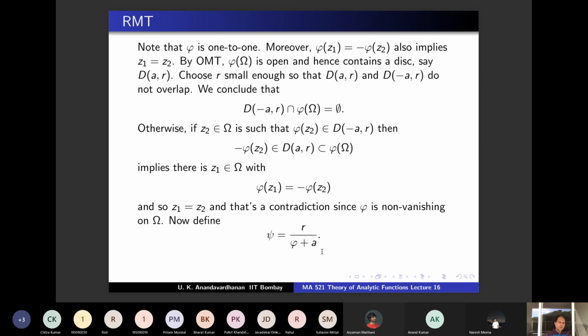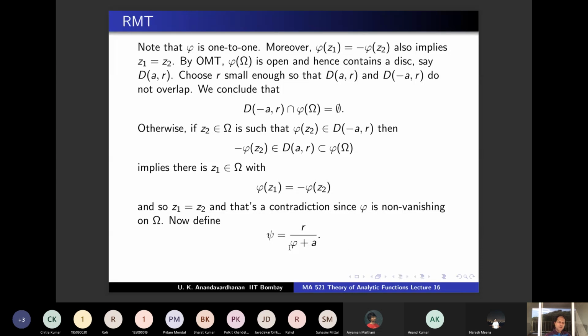And now note, what is the modulus of this? The modulus of this is strictly less than 1. Why? First of all, let's see that the modulus is less than or equal to 1. Otherwise, the modulus of phi plus a is strictly less than r, meaning phi minus minus a is strictly less than r. That will contradict this, phi of omega, right? Phi of z minus minus a is less than r means this intersects, but this does not intersect. Therefore, this modulus is less than or equal to 1.